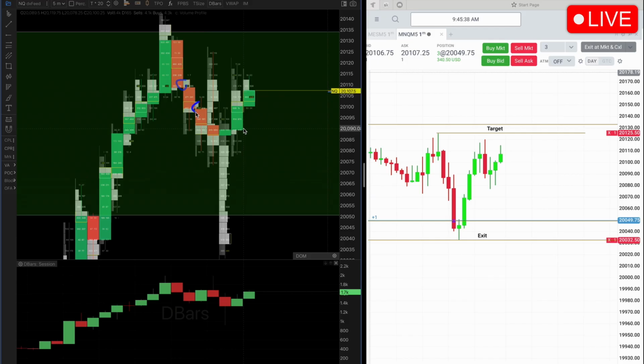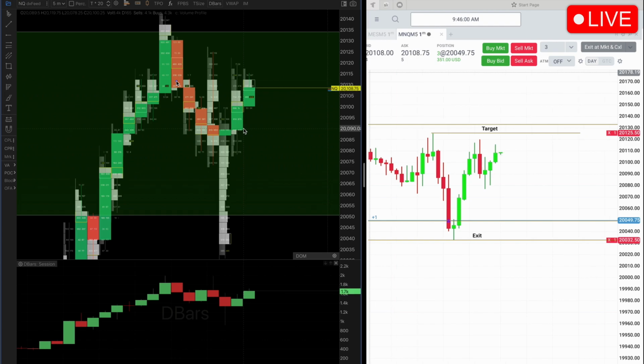We started to get a lot of weakness. We started to see a lot of aggressive sellers hitting the market around this price level. I do remember seeing that in live time and just thinking, man, that's not looking too hot. I don't really like that sellers are starting to get aggressive consistently at these price levels.